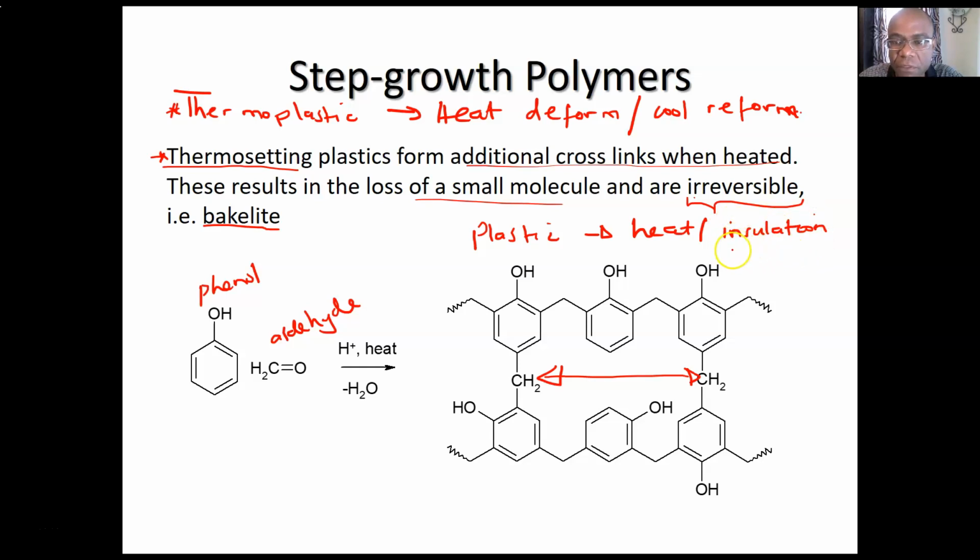It can also be used to insulate the handles of your cooking pans. So in the kitchen where you have your cooking pans, this handle can be covered by bakelite. Why? Because bakelite plastic is resistant to heat, so you can use it for insulation so you don't get burnt up. Okay, back to our reaction.